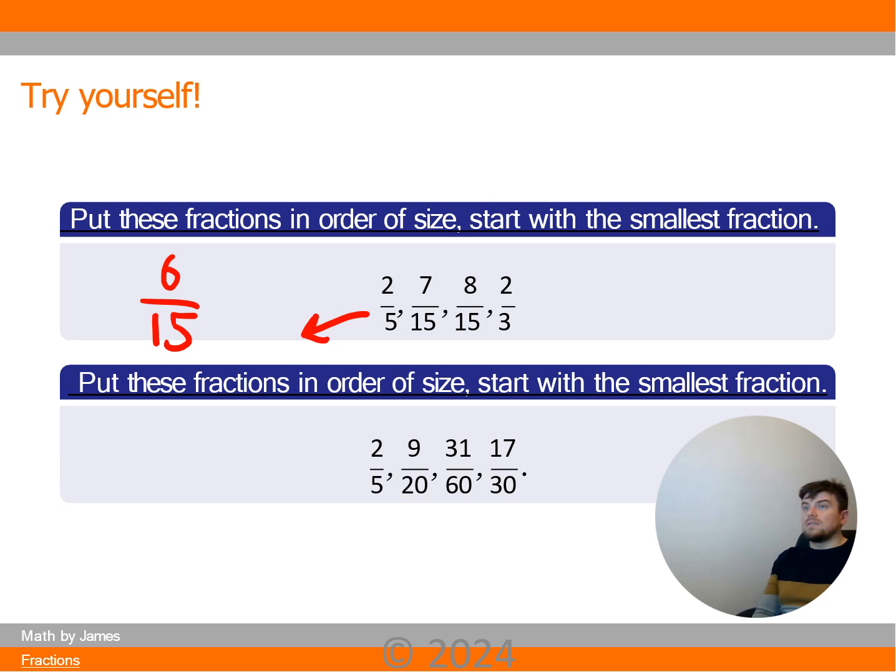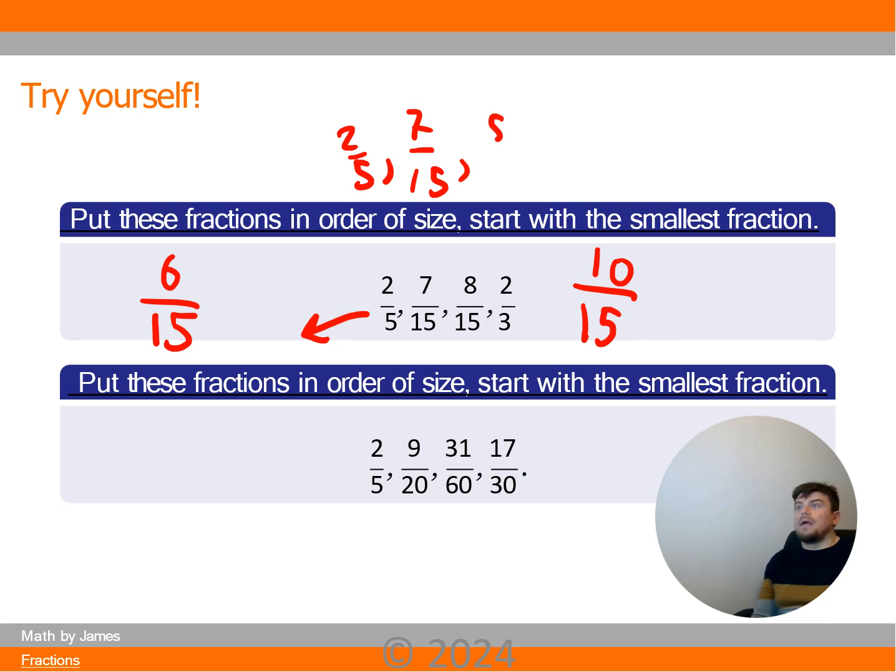So we've got 6 over 15. Here we've got 15. We times that by 5, gives us 10. So our smallest is 2 out of 5. Our second is 7 out of 15, 8 out of 15, 10 out of 15, 2 out of 3.